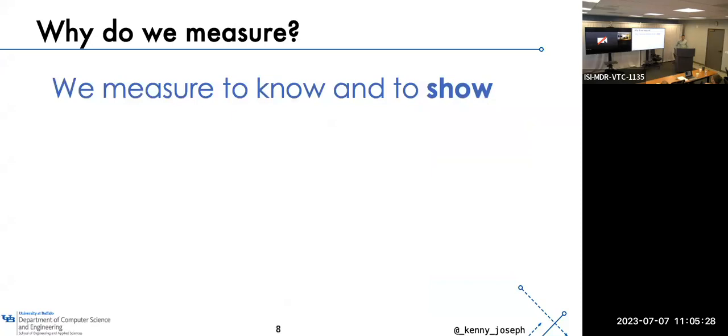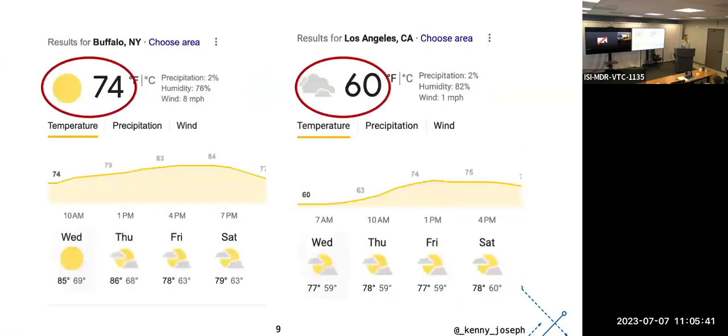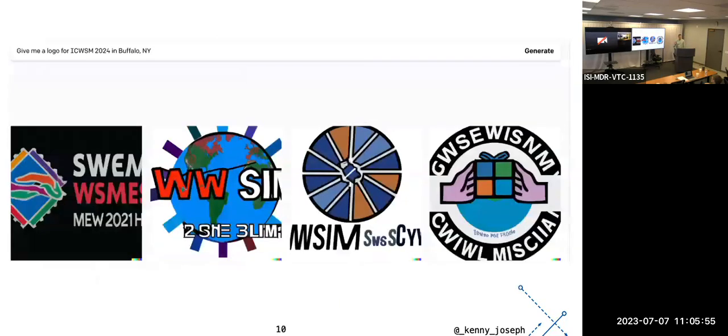Okay, so we measure to know, we measure to show, right? So not only do I want to ask these questions, I want to be able to tell you, here's how big the problem is, right? Or, look, this problem affects all of us. Or, Buffalo gets a stereotype for being snowy, but it was 14 degrees warmer on Wednesday when I made these slides, right? And I show this also to emphasize that Buffalo's stereotype is fair in December, but ICWSM is in Buffalo in June, not December, next year.